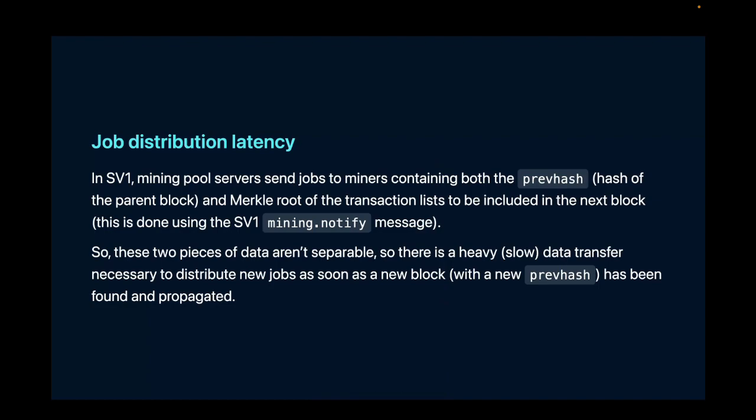Job distribution latency. In Stratum V1, mining pool servers send jobs to miners containing both the prev hash, which is the hash of the parent block, and the Merkle root of the transaction list to be included in the next block. That's all done using the mining notify message on Stratum V1. These two pieces of data are not separable. So there's a heavy and slow data transfer necessary to distribute new jobs as soon as a new block with a new prev hash has been found and propagated. So this is a limitation in Stratum V1.